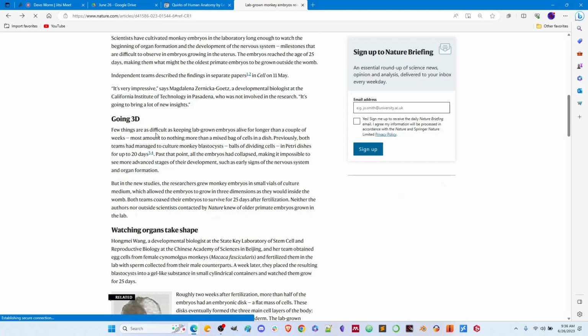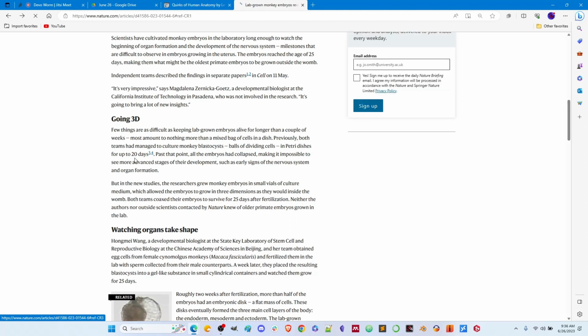So previously both teams had managed to culture monkey blastocysts in petri dishes for up to 20 days. A blastocyst is a ball of dividing cells. So it's like this mass of cells in a sphere. That's what you have, a blastocyst. So that's kind of what they had been able to manage previously. And those last 2 papers, 3 and 4, were examples of that work. Past that point, all of the embryos had collapsed, making it impossible to see more advanced stages of their development, such as early signs of the nervous system and organ formation.